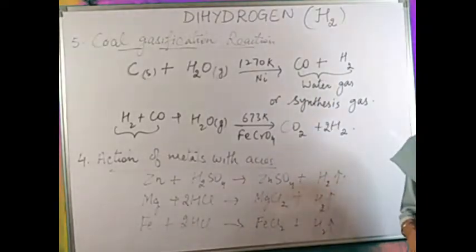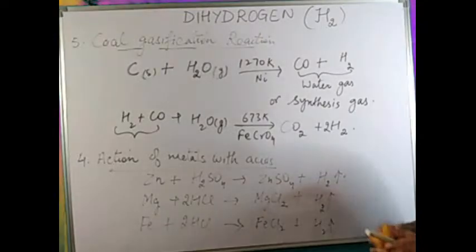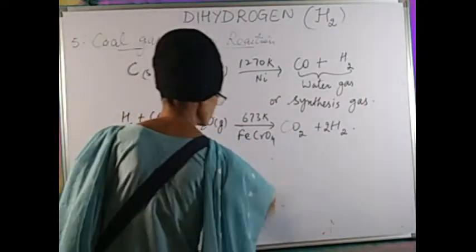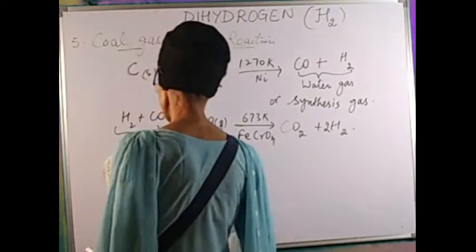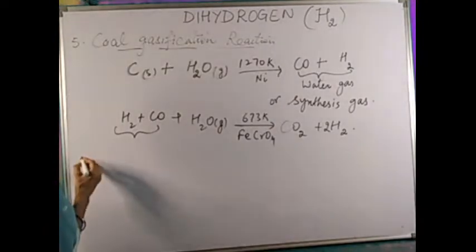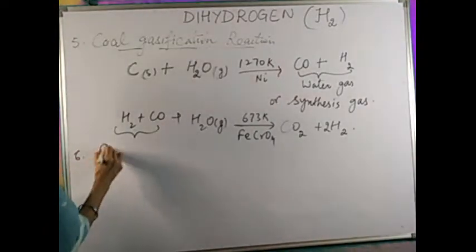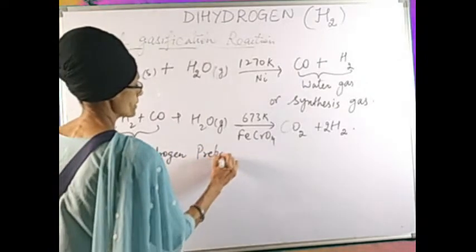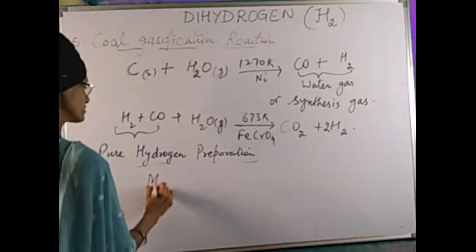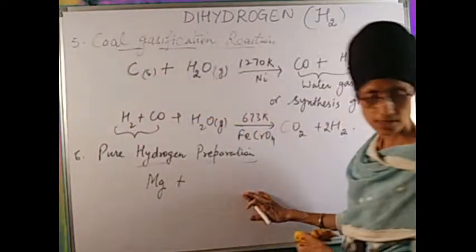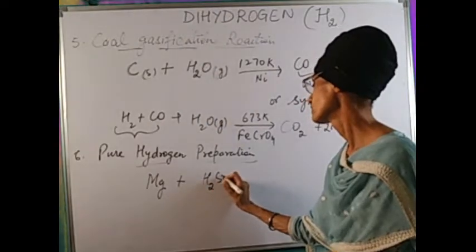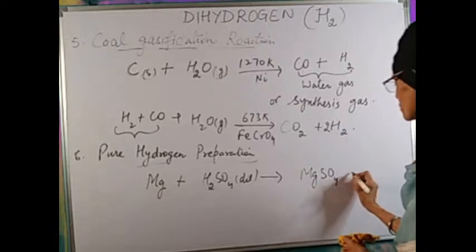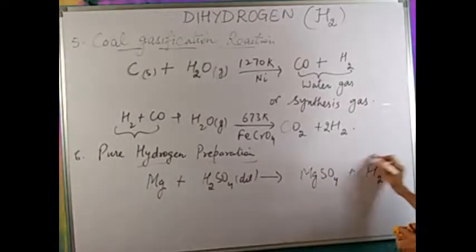If you want to prepare pure hydrogen, 99% pure hydrogen, it is prepared by the action of magnesium with dilute sulfuric acid. So MgSO4 salt is formed plus dihydrogen gas is formed here.